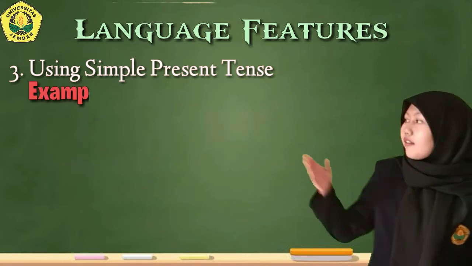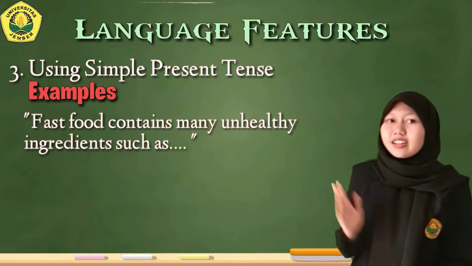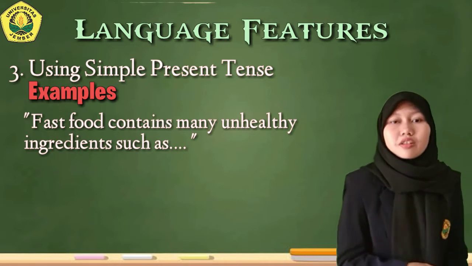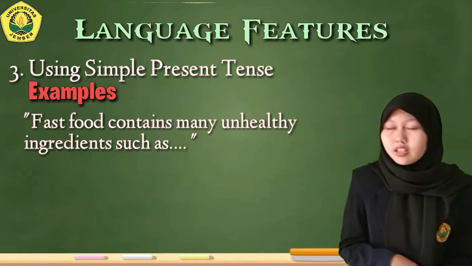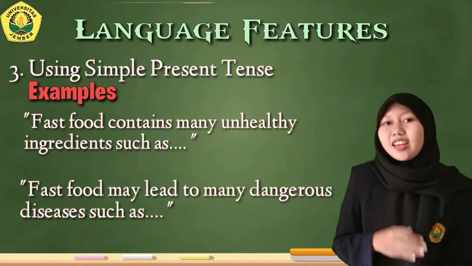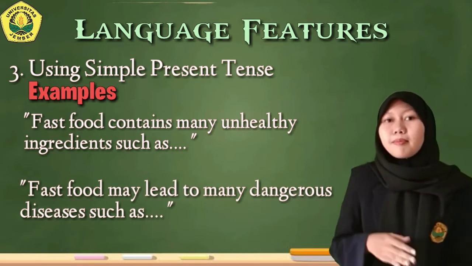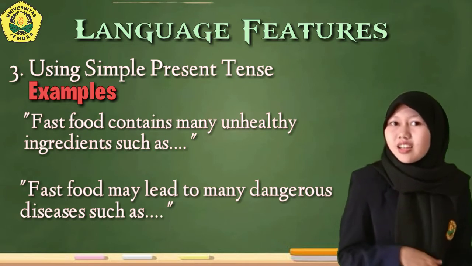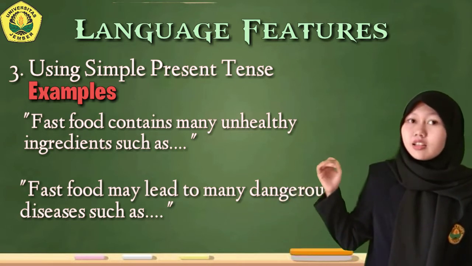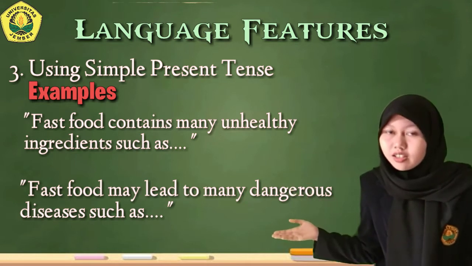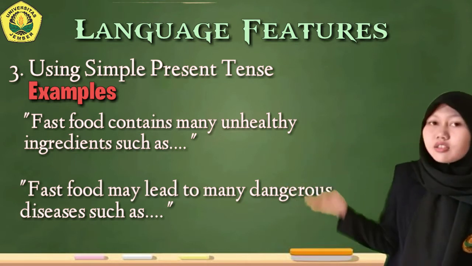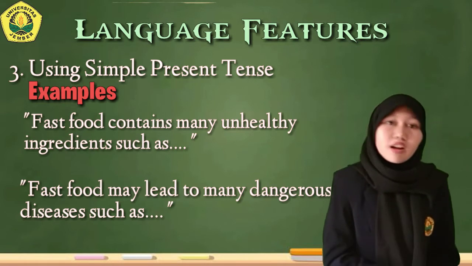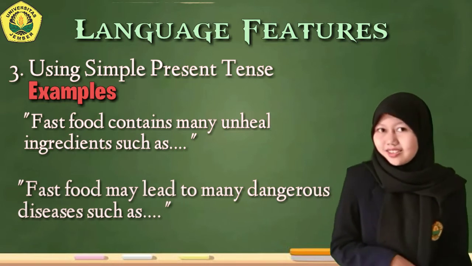For example, fast food contains many unhealthy ingredients such as an excessive amount of sugar, salt, unsaturated fat, and also cholesterol. The second example is fast food may lead to many dangerous diseases such as obesity, cardiac arrest or heart conditions. These two are facts. They are general truths, which contribute to the function of simple present tense.